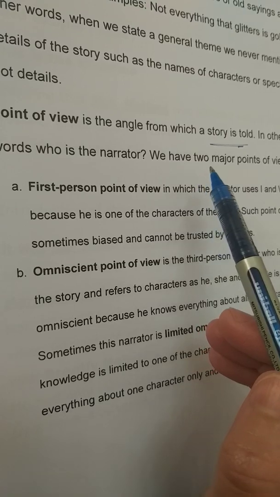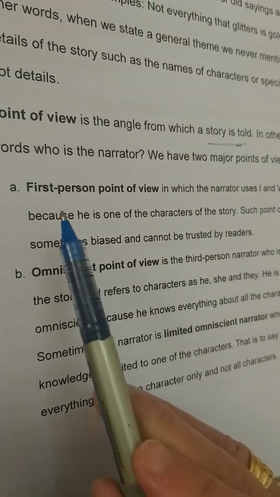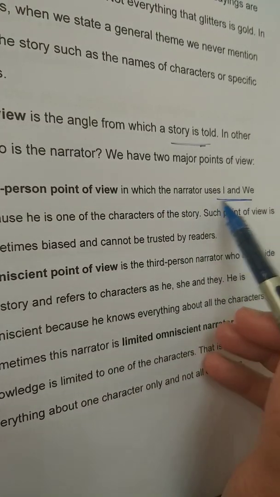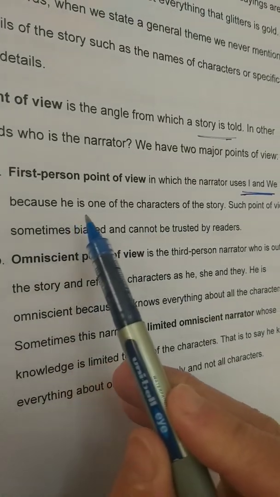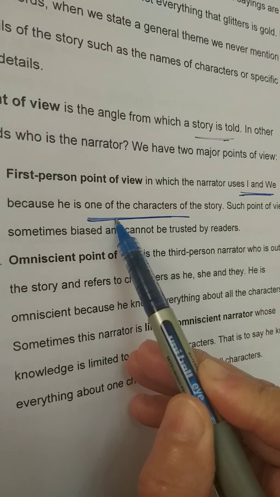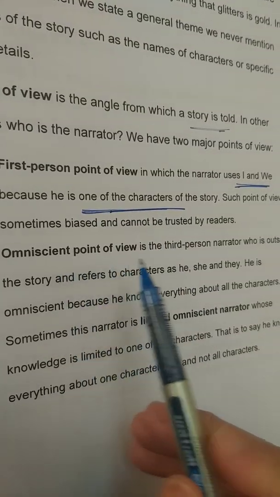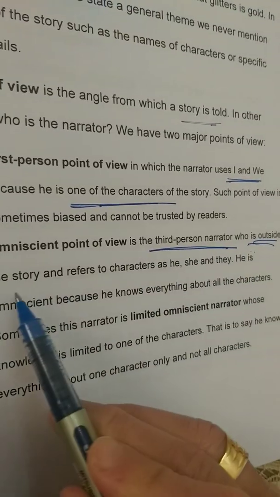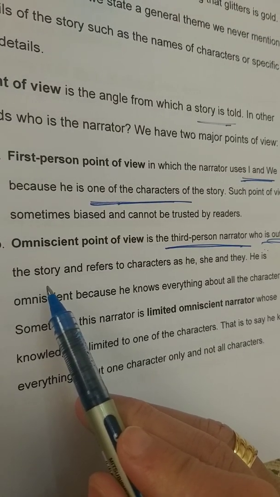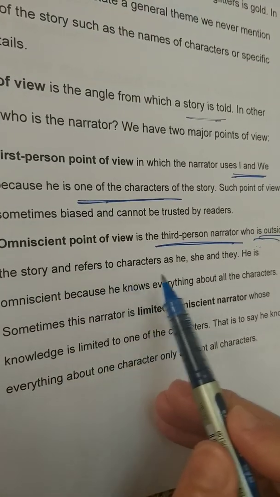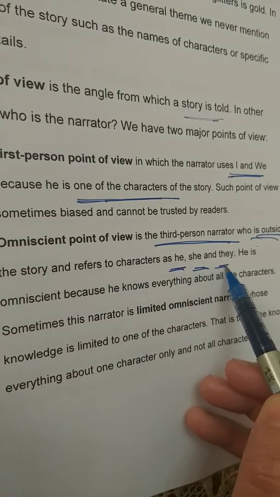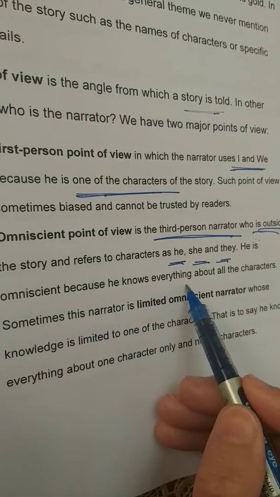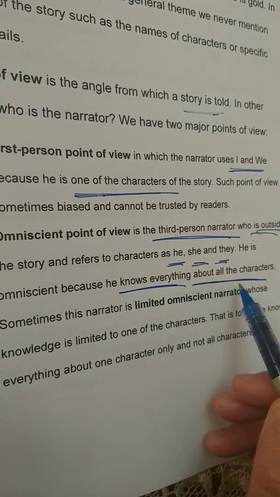And here I have discussed two major points of view, what we call the first person point of view. And remember, the narrator here uses two pronouns, I and we, because he is what? He is one of the characters of the story. Now, the omniscient point of view is the third person narrator, okay? Who is, remember, he is outside the story, which means he is not one of the characters of the story, and he refers to characters as he, she, or they. Okay? He is omniscient. Why do we call him omniscient? Because he knows everything about all the characters. This is if he is omniscient.